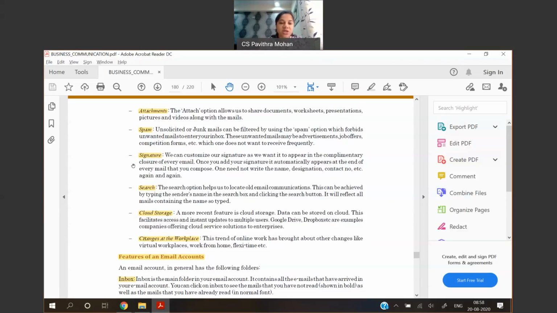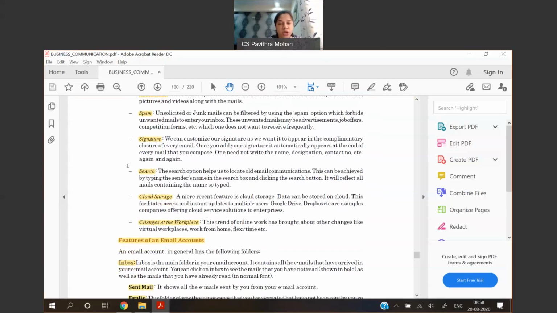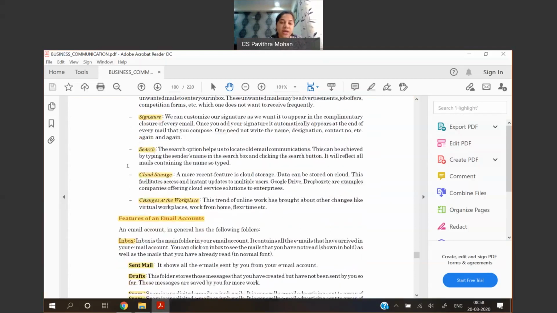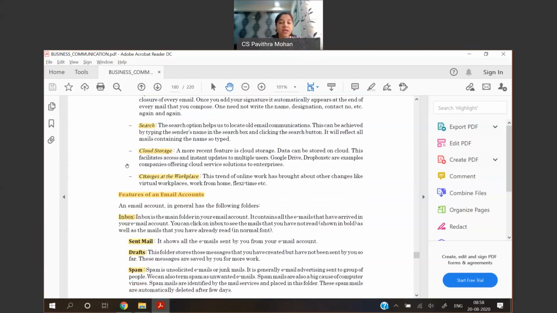Then you have signature. Every mail in the settings, if you go and check, you can attach a signature, and that will be helpful, like every time you need not give a signature. Every time you open an email, automatically the signature will appear. Then you have search. It becomes easier for us today that if any information has come into my email, it becomes easier for me to search just with the name or with the subject or any code word that I know. With this help, I can start searching.